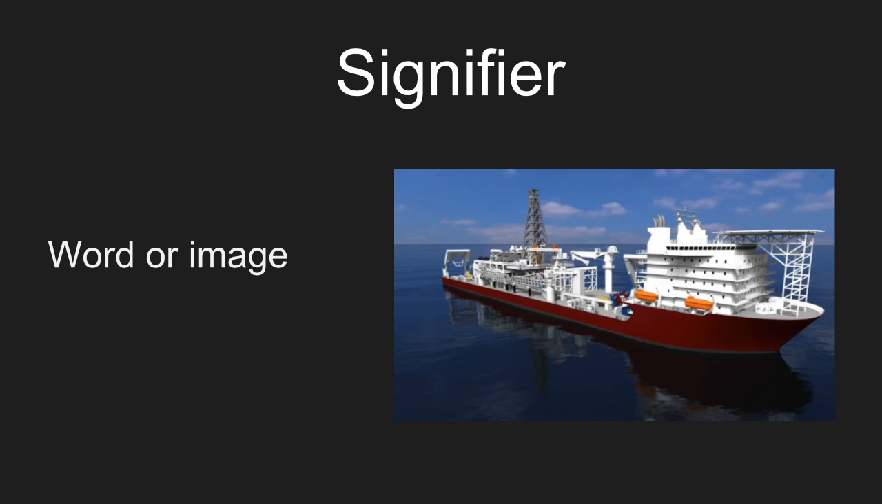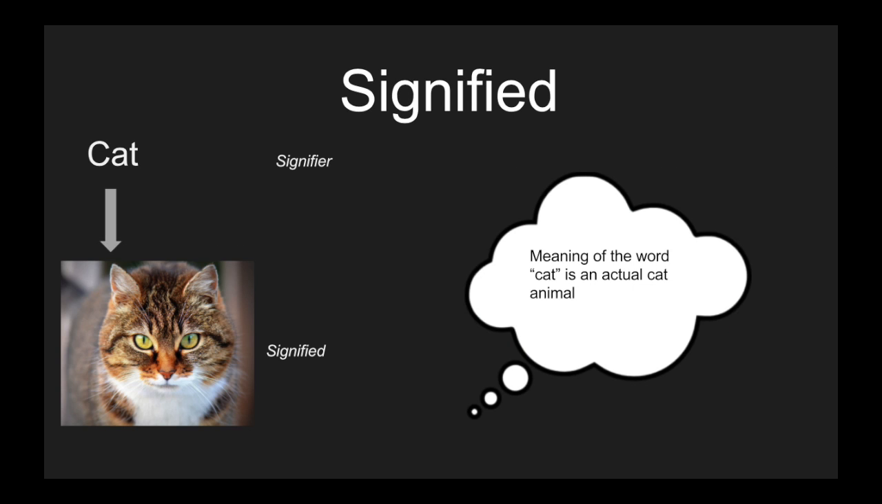The signifier is defined as the form which a sign takes. A signifier can be either a word or an image. A good way to think of the signifier is as the vessel that carries the message. The message, or the signified, is the mental concept represented by the signifier. In other words, the meaning the viewer associates with the word or the image they're seeing.